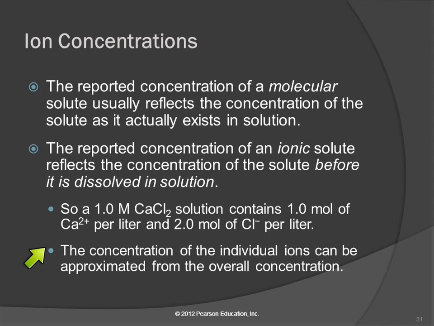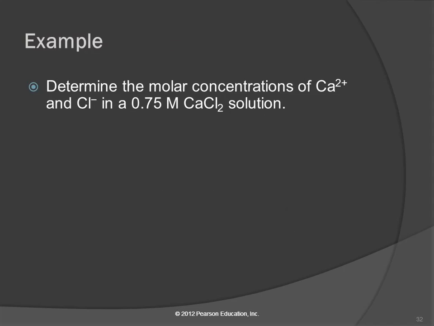Because when this separates, you get 1 calcium and 2 chlorides. So we can approximate the concentrations of the individual ions. We can't really measure them exactly, because pretty much all chemical reactions go in both directions. They're equilibria. And so a solid dissolving may be highly favored to the ions, but we can't say for everything that it's going to do that. So it is an approximation. Determine the molar concentrations of calcium and chloride ions in a 0.75 molar calcium chloride solution.